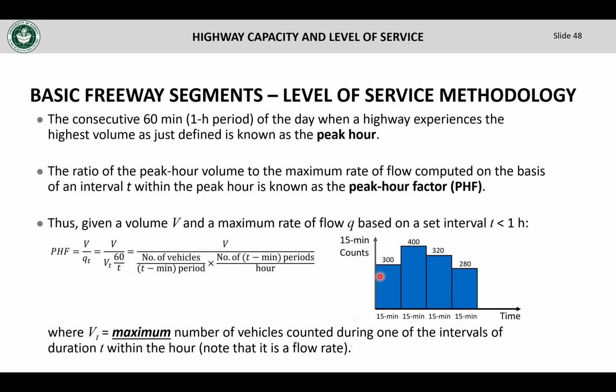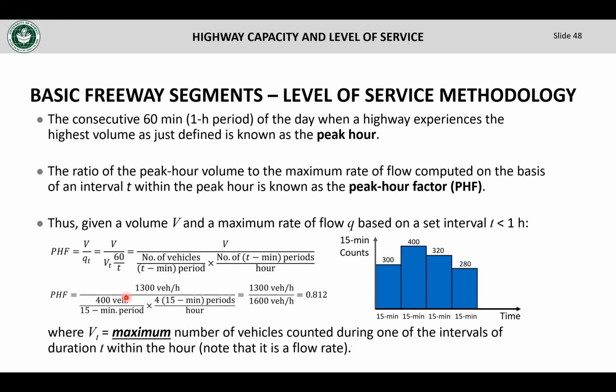In this example, the volume is simply the sum over the peak hour of the four 15-minute counts. In other words, we have to add up 300 plus 400 plus 320 plus 280, which adds up to 1,300 vehicles, and therefore our volume V is 1,300 vehicles per hour. The number VT in this denominator corresponds to the maximum number of vehicles counted during one of the four 15-minute intervals. In this example, that number happens to be 400, which is multiplied by the number of 15-minute intervals in the hour, which is clearly 4, to yield the flow rate QT, or in this example Q15, which is the maximum flow rate based on a 15-minute count, but expressed in vehicles per hour.